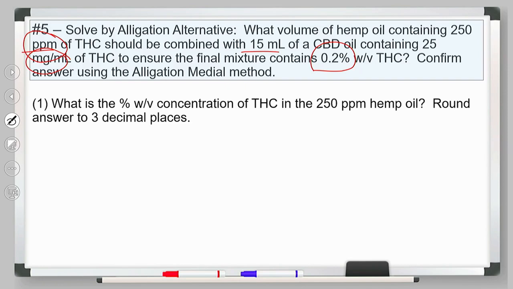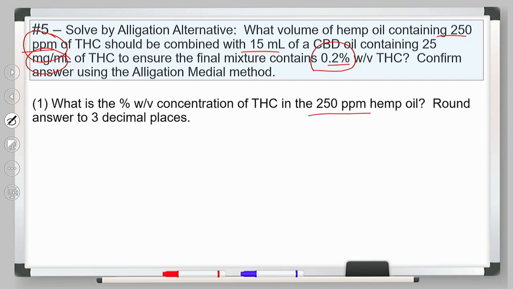In the end, you could convert these to any one of those. This works fine in any units so long as they are all in the same units. But trust me on this, as you are learning it, convert everything to a percent. That's my recommendation to you. So in this case, let's start by converting 250 parts per million to a percent. Then let's change 25 milligrams per mil, just like we did in the previous question, to a percent. Then we will have a high percent, a low percent, and a target percent, and the alligation works exactly the same way we've been doing it.